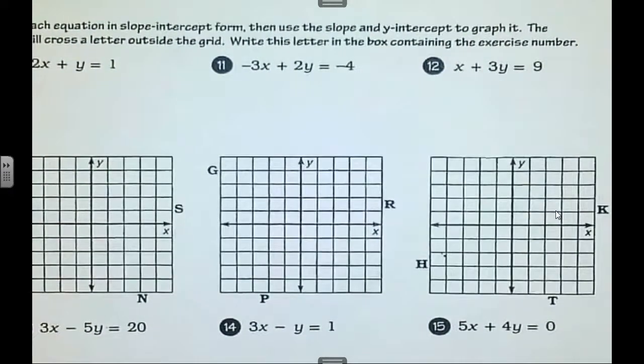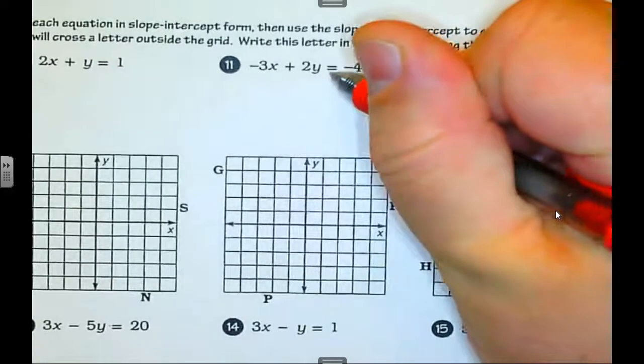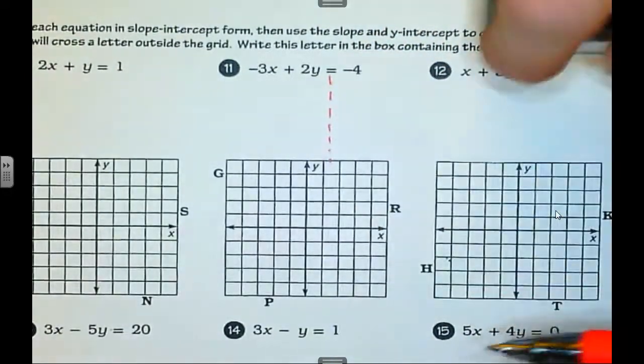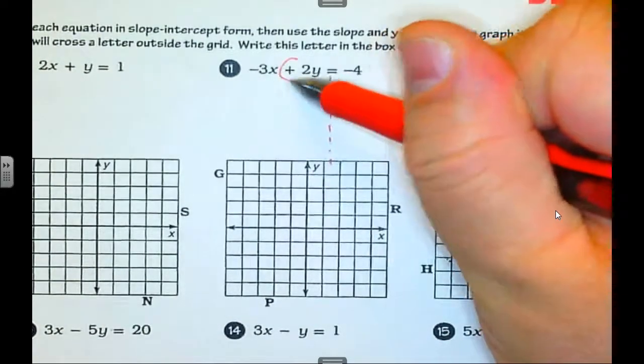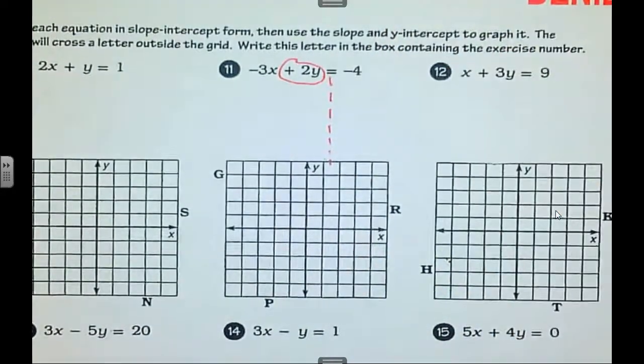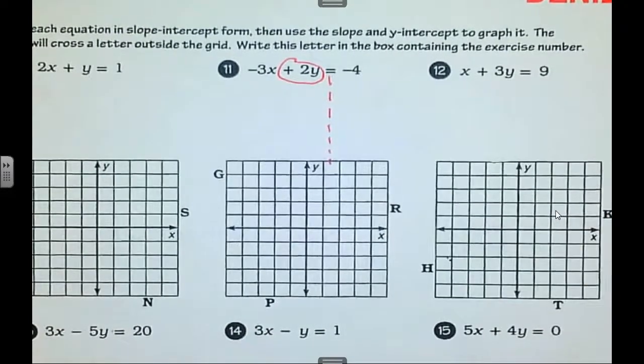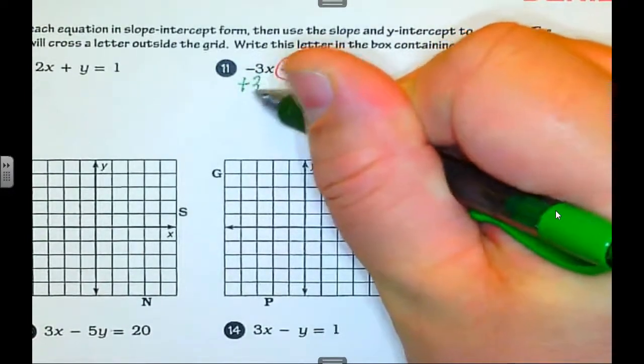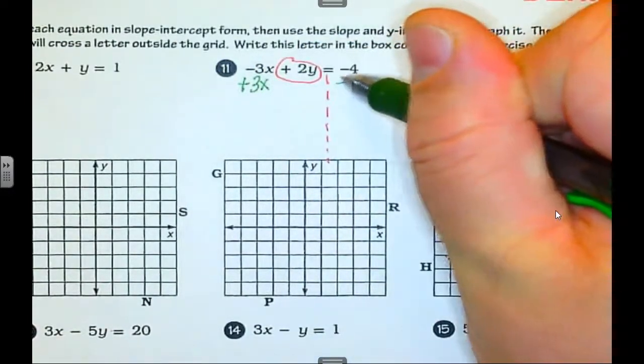Okay, I'm going to do number 11. I'm going to get positive 2y by itself, which means I'm going to add 3x to both sides.